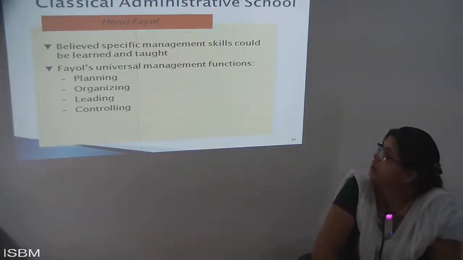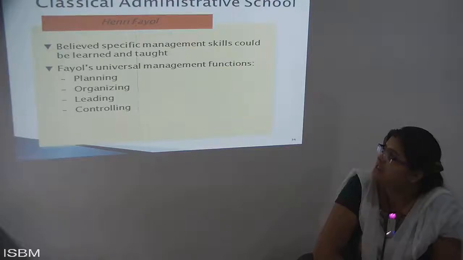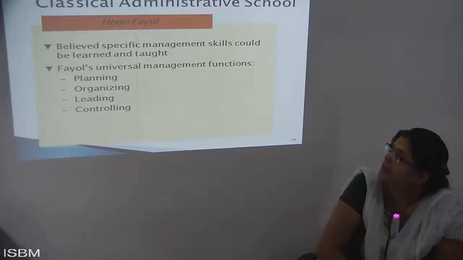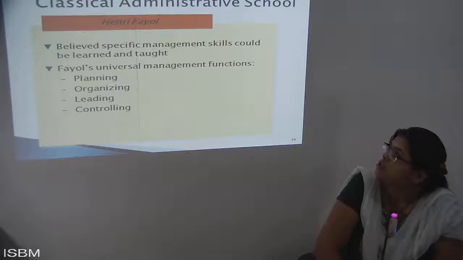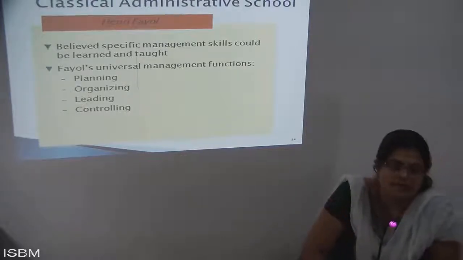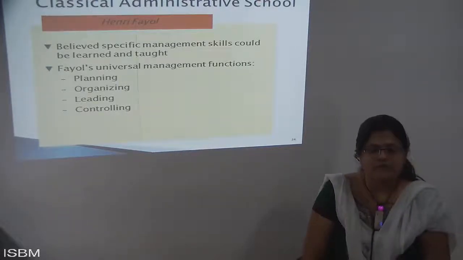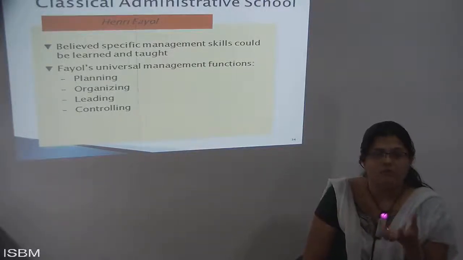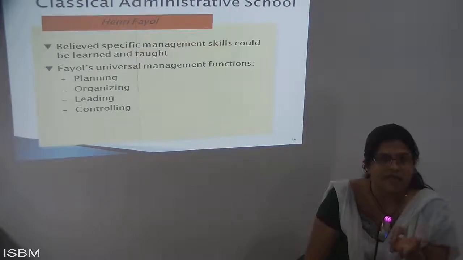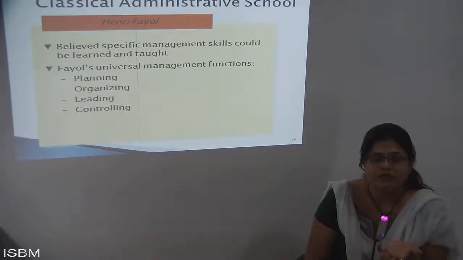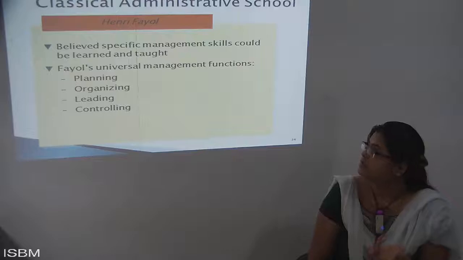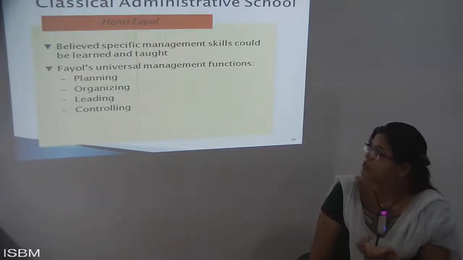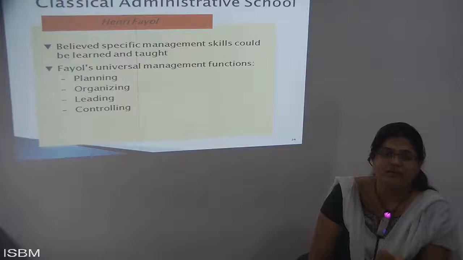One is Henri Fayol. He developed the belief that scientific managerial skills could be learned and taught. They thought that whenever specific managerial skills, specific managerial knowledge or any kind of techniques are developed, ultimately you will be developing a certain kind of managerial development or managerial control. So that is Fayol's universal managerial functions: planning, organizing, leading and controlling.